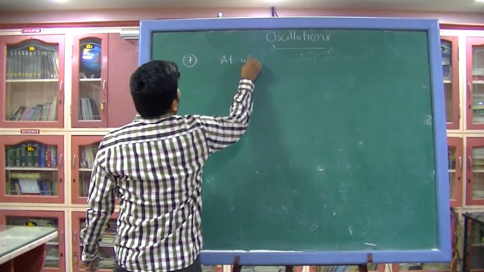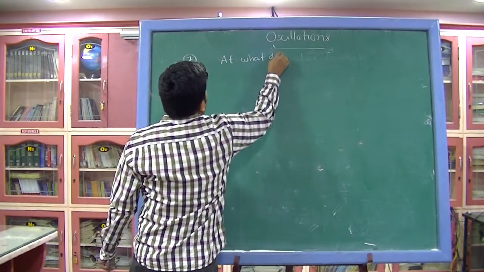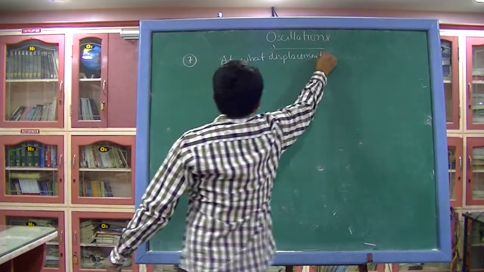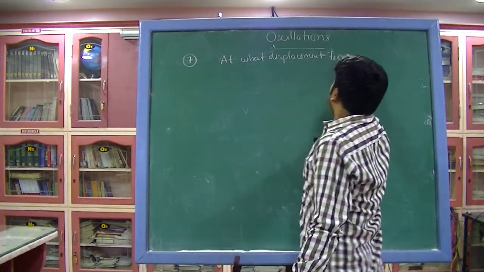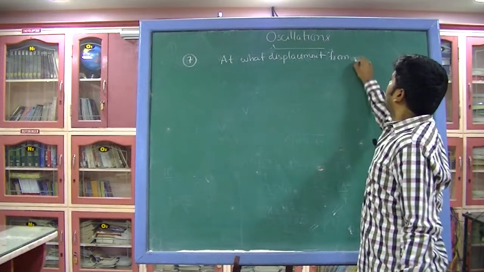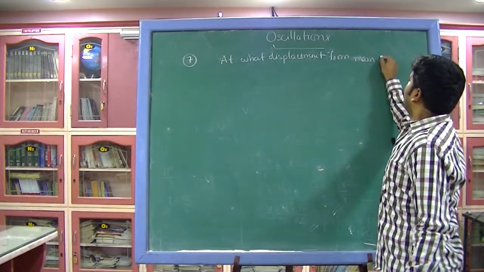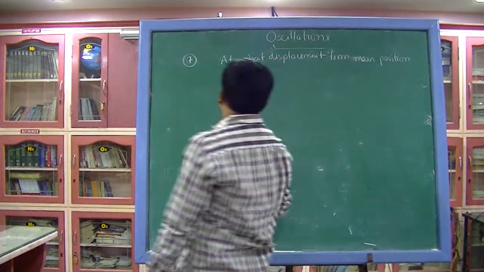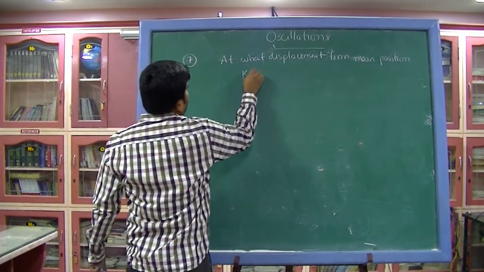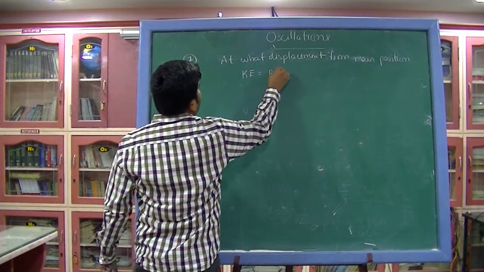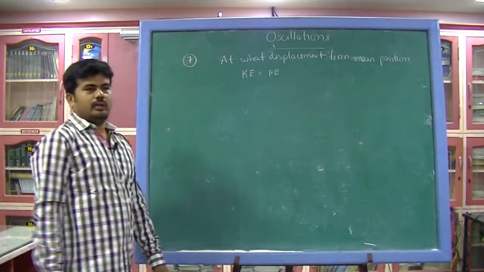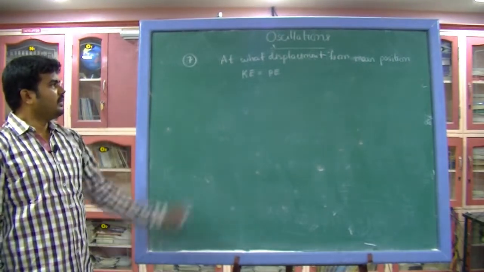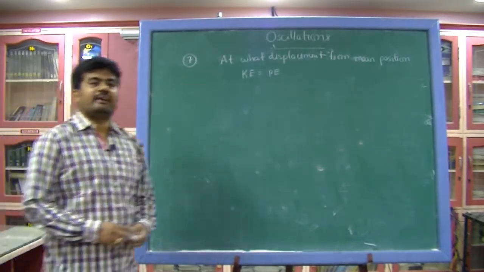At what displacement from mean position, kinetic energy of the particle is equal to the potential energy of the particle? This is the question. Now, let us take the expression for kinetic energy and potential energy, and let us see at what displacement they are equal.